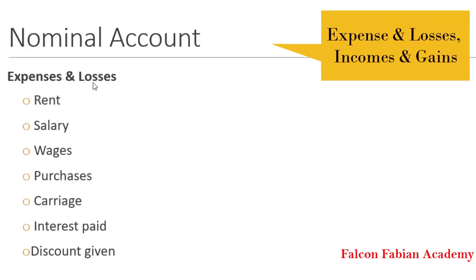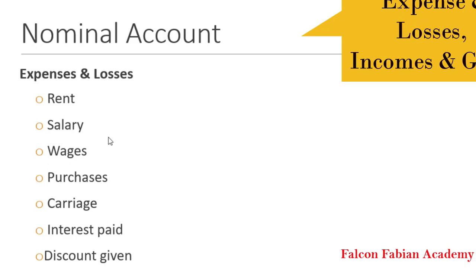So these are the examples of expenses and losses. So rent, the business pays rent for the premise in which it is functioning, then that becomes expense for the business, so that would come under this category. Salary of all the employees, that would also come under nominal account. If there are any wages that are paid, then that would also come under nominal account. Whenever the business is going to buy inventory, that is termed as purchases, and purchases is an expense for the business, therefore the rule for nominal account is going to be applied to it.